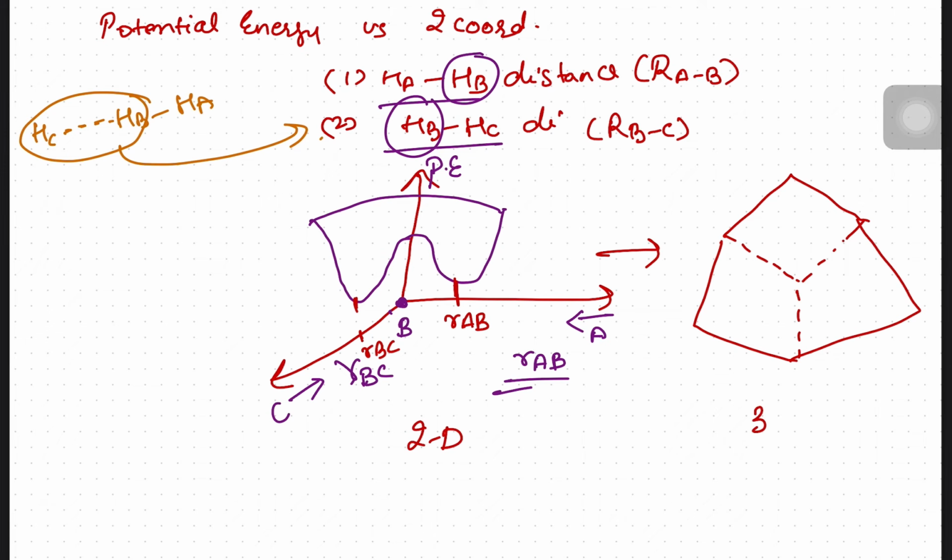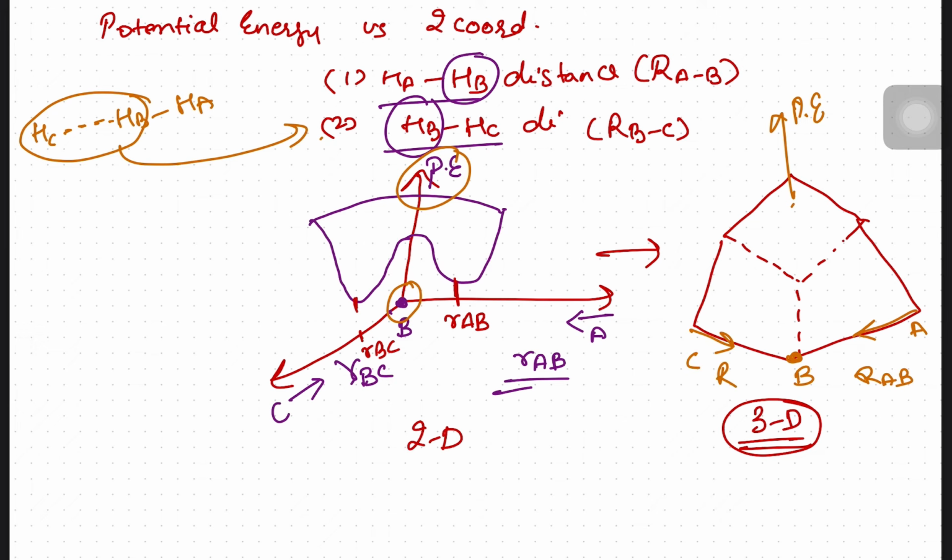Now I am representing the same diagram in the 3D figure. Here it was potential energy, so this is the potential energy, right? Here was an atom B, so we'll place an atom B over here. From here A is coming, so this is RAB. From here C is coming, so this is RBC. Same diagram will draw over here.